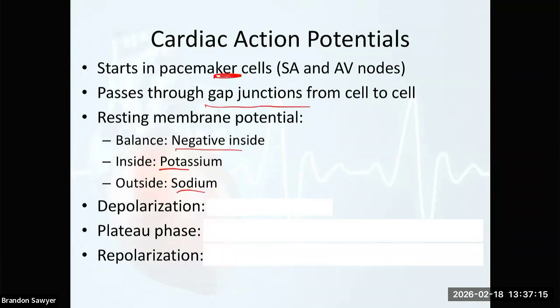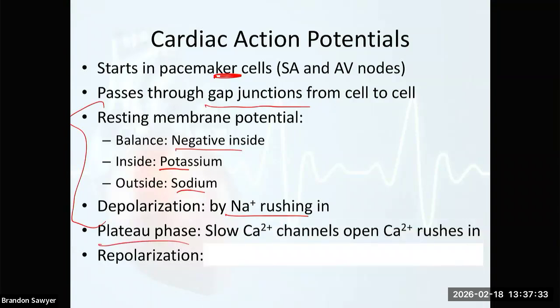The depolarization phase of a cardiac action potential is caused by the same thing, sodium rushing in, just like it was in skeletal muscle and neurons. So all this is the same so far, right? What's different though is there's a plateau phase in cardiac myocytes. So we get the big depolarization spike, but then it stays depolarized, kind of stays flat for a long time up top. And that's all caused by calcium coming into the muscle cell.